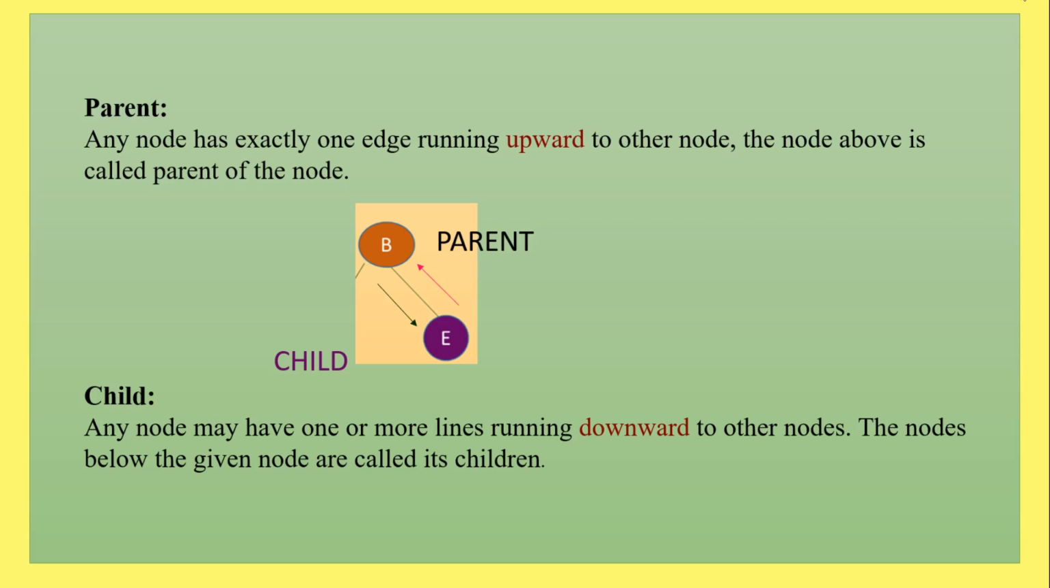Now any node has exactly one edge running upward to another node. The node above is called the parent of the node. E is the child of B. Any node may have one or more lines running downward to other nodes. The nodes below the given node are called its children. A parent has one or more children.